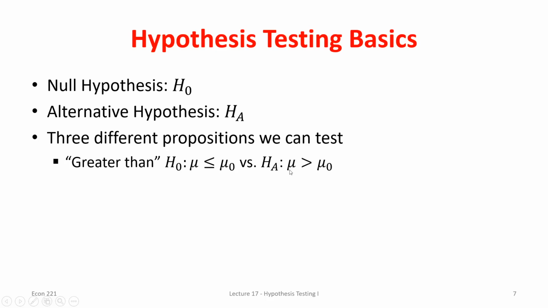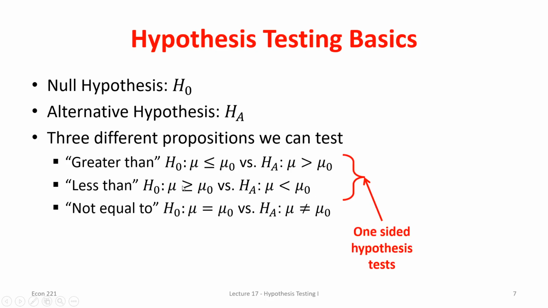So if we want to test that the mean is greater than a certain value, we assume the opposite is true, that it's less than or equal to that value. Similar idea, if we want to test whether the population mean is less than a certain value, we assume that population mean is greater than or equal to that value. And then the last one, if the population mean is not equal to a specific value, we assume it is equal to that value and see if we can find enough evidence that goes against that.